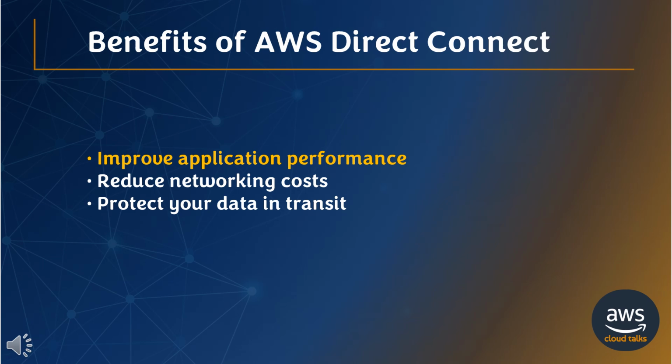Improve application performance. You can improve application performance by connecting directly to AWS and bypassing the public internet. Reduce networking costs. Low rates for transferring data out of AWS may reduce your networking costs compared to other AWS services. Protect your data in transit. You can secure your data as it moves between your network and AWS with multiple encryption options.